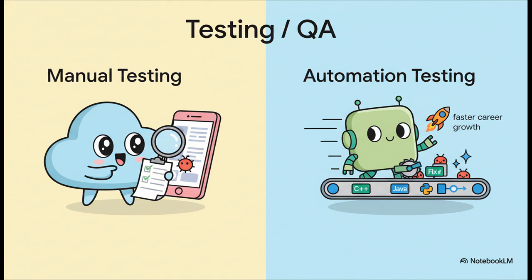Manual testing is an awesome starting point, especially for freshers, because it doesn't require a ton of coding. But here's the pro tip. If you want to really speed up your career growth, you've got to learn automation testing. That's where you start to use code to do the testing, and it makes you way more valuable.